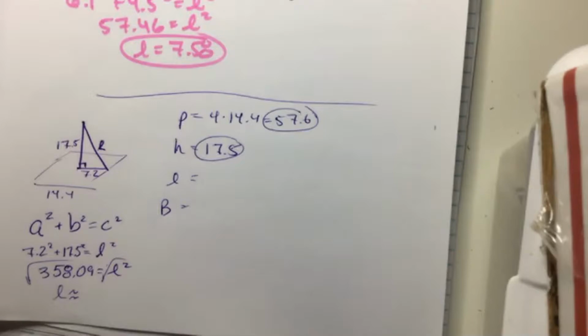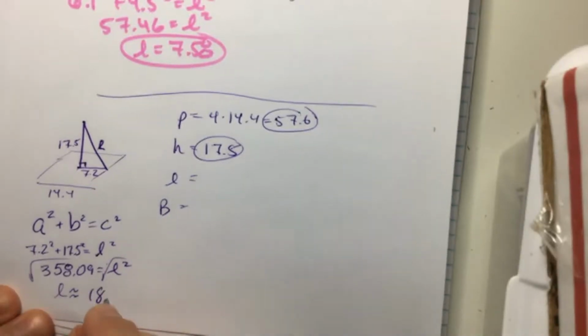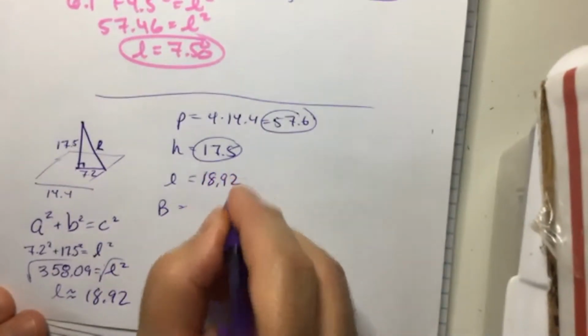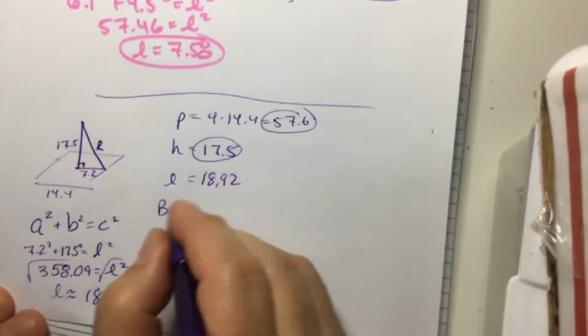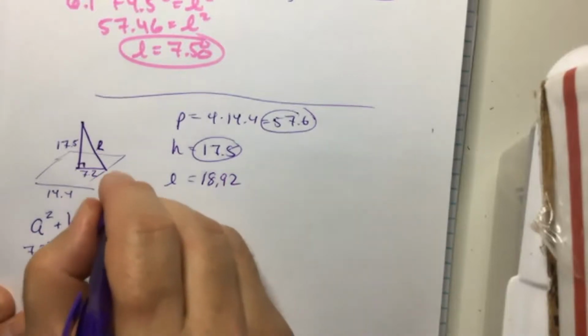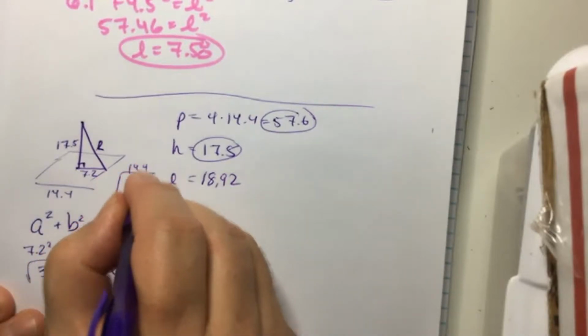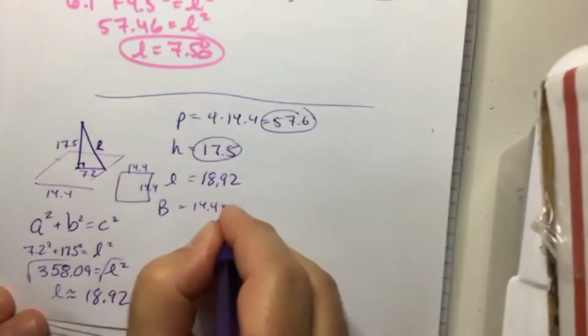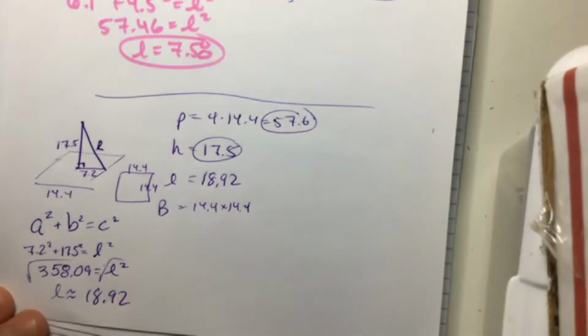What's the square root of 358.09? 18.92. Good. So that's our L here. And we could find the area of the base. Why not? It's just a square, 14.4 times 14.4. That's a nice complete set of all those precursor numbers that we're looking for.